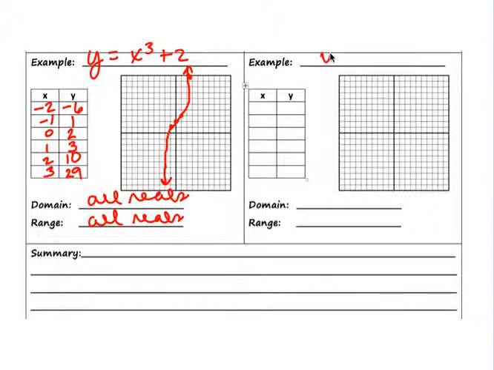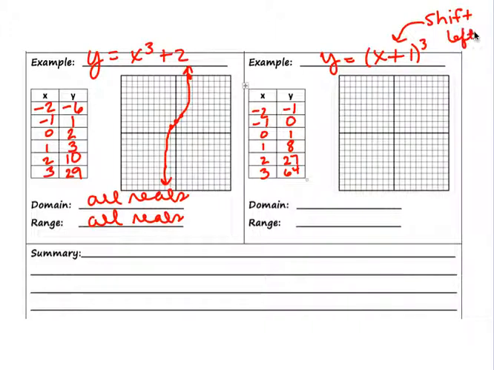For our last example, it's y is equal to x plus 1, the quantity cubed. As you can see, I've already generated a chart here, and you might not be able to tell quite as easy, but this is basically the same graph, except instead of being shifted up, it's shifted left. So the number in here causes the graph to shift left, whereas the number on the outside causes the graph to shift up. So when you're graphing your points for this one, you're going to go 0, 1, and then -2, -1, -1, 0.